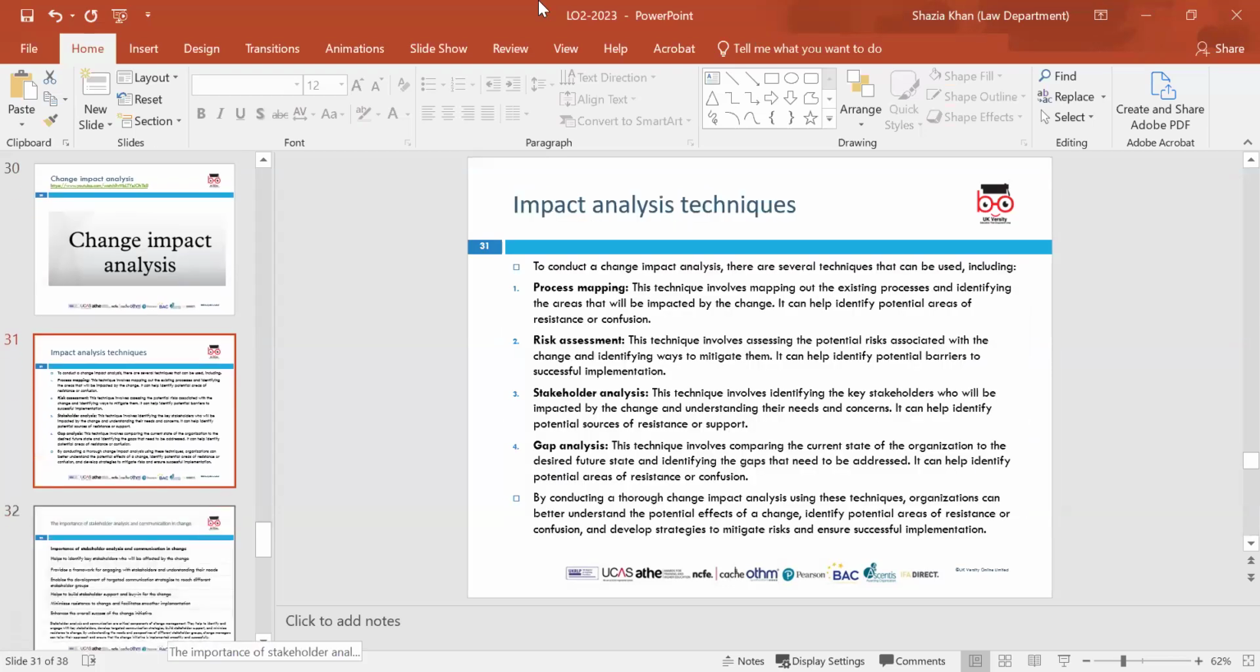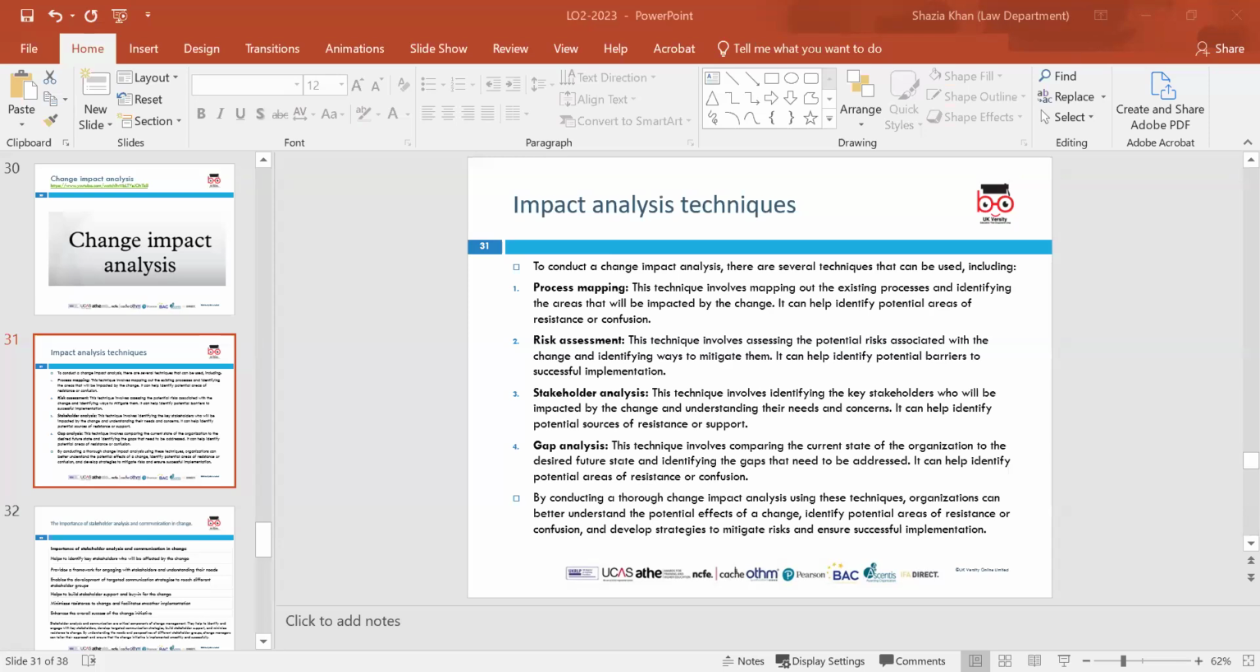So impact analysis techniques. You've got process mapping, and this technique involves mapping the existing processes and identifying any areas for change that are needed, and why there's a need to implement these changes.